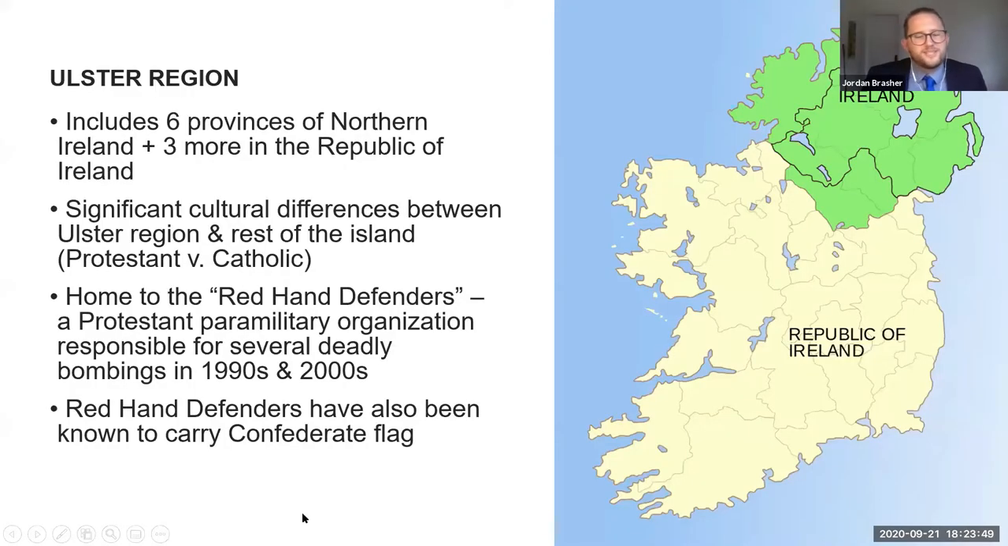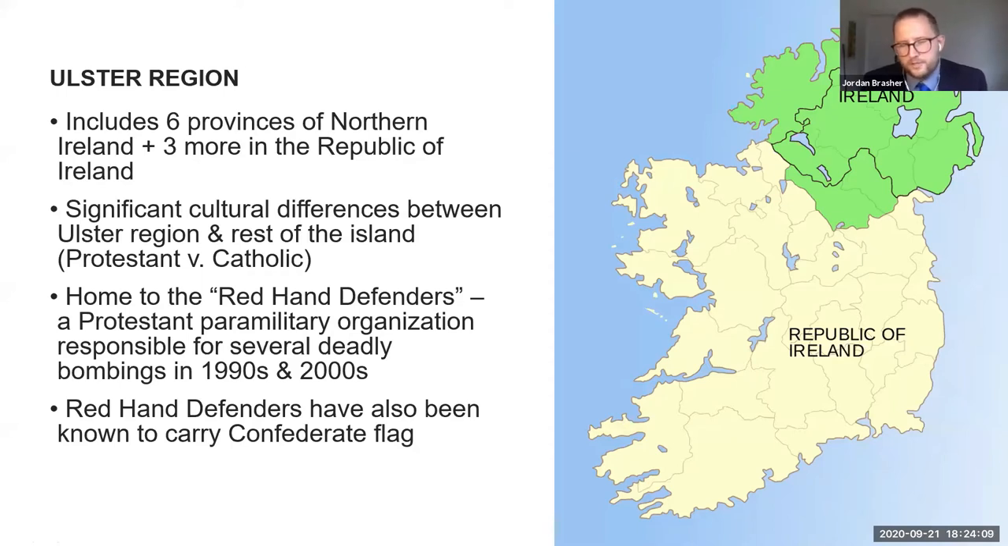The Ulster region itself is interesting from a political geographic perspective and merits some further explanation. It includes the six provinces of Northern Ireland and three more in the Republic of Ireland. And there are some substantial cultural differences between the Ulster region and much of the rest of the island.